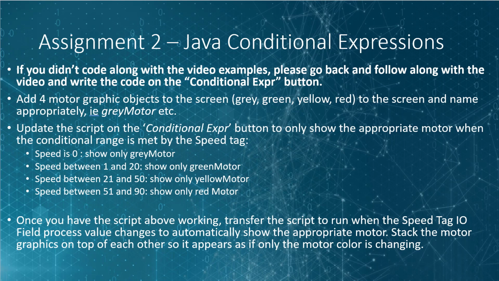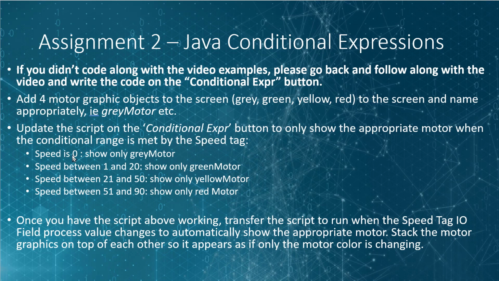So now I have an assignment for you. First, if you didn't code along with the video example, please go back and follow along with the video and write the code on the conditional expression button. Once you have that working, I want you to add 4 motor graphic objects to the screen, one for each color: gray, green, yellow, and red, and name them appropriately so they're easy to pick out for a script. And then I want you to update the script on the conditional expression button to only show the appropriate motor by color when the conditional range is met by the speed tag.